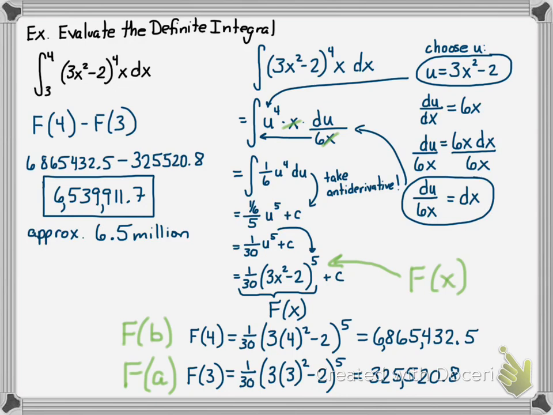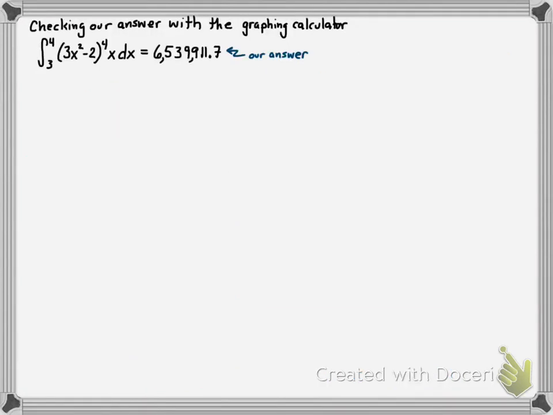So if we were to graph the function (3x squared minus 2) raised to the 4th times x, and we drew the area under that function between x values of 3 and 4, the area would be 6.5 million square units. So we may want to check our answer with our graphing calculator. Again, if you are asked to evaluate an integral by hand, then you'll want to do the method that we just talked about, but it's nice to be able to check your answer.